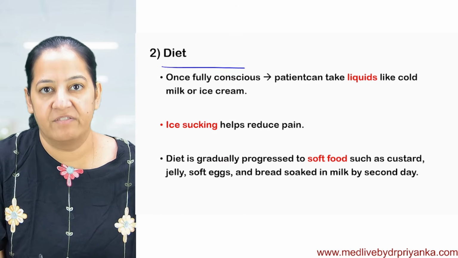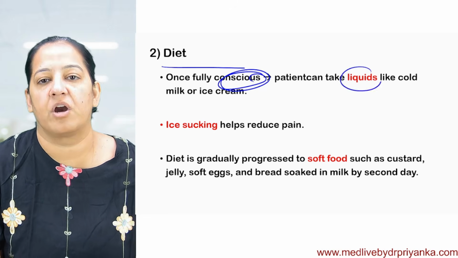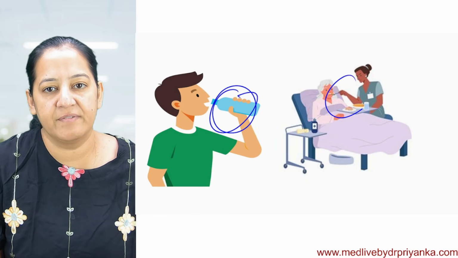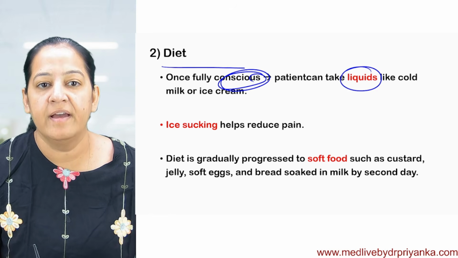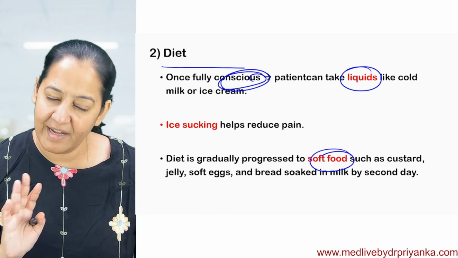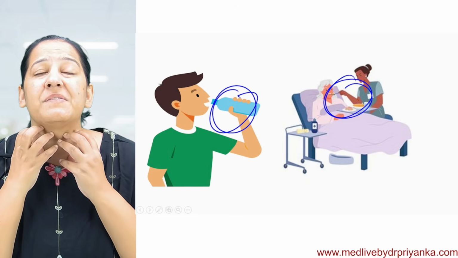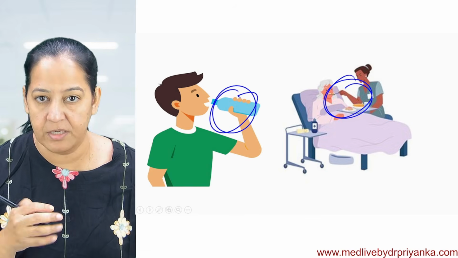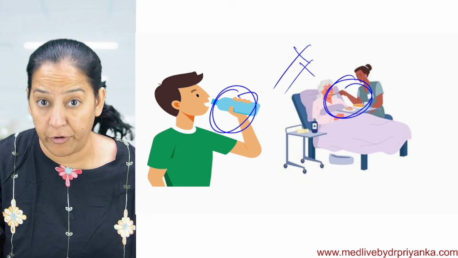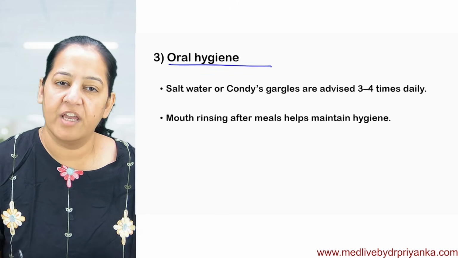Then take care of the diet. Once the patient becomes conscious, start with liquid. Then give semi-solid, dalia, khichdi. And then give solid food gradually. Ice sucking reduces the pain because the patient has severe pain and is unable to eat. Avoid spicy food. Avoid hot food.